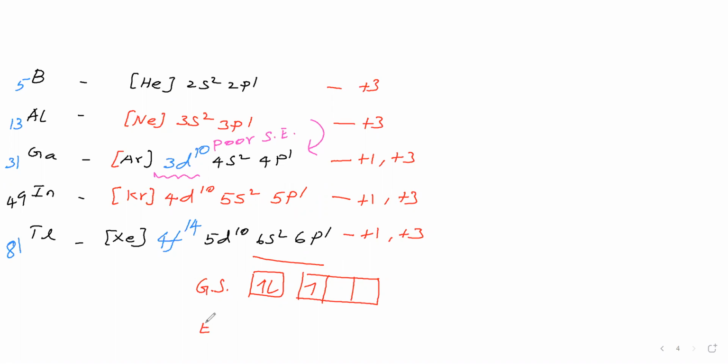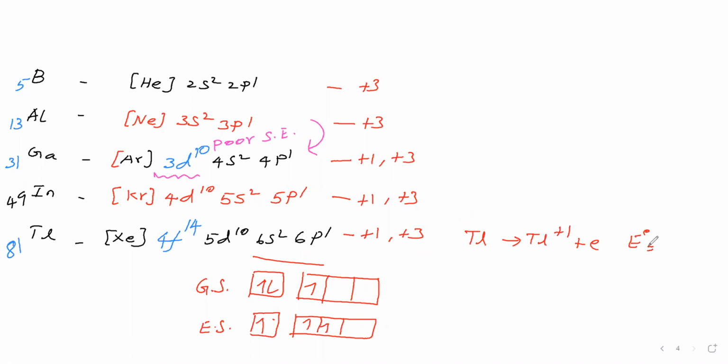Now we will go to the excited state. Excited state means a 6s electron goes to 6p. Now there are 3 unpaired electrons, and these 3 unpaired electrons are involved in chemical reaction. Therefore, thallium shows the +3 oxidation state.